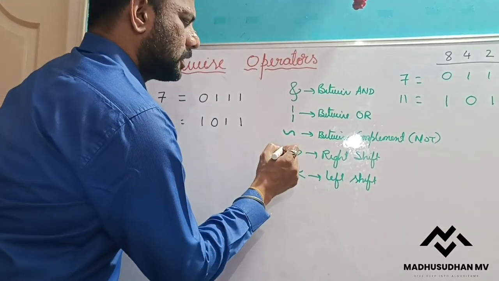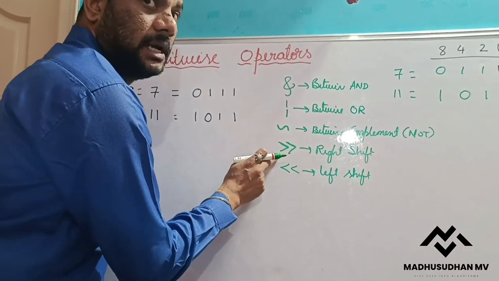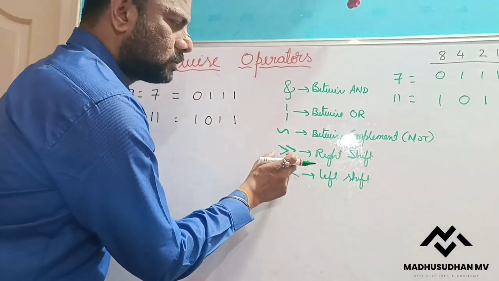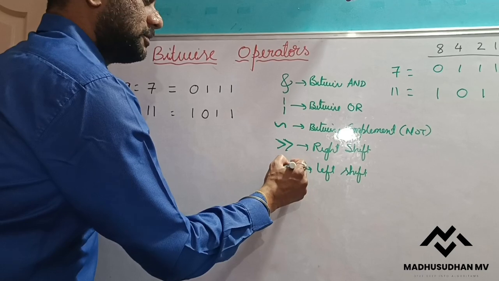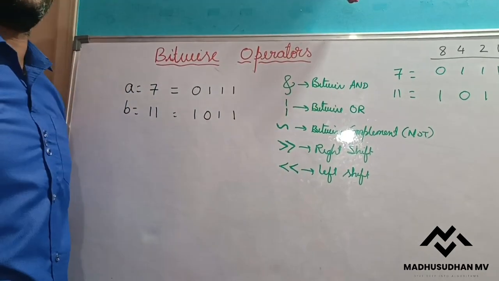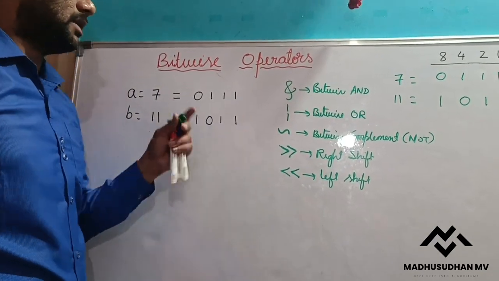See, just the directions. So direction is what? If you use single, it is greater. So double greater is what? Right shift. Similarly, direction is left side, so it is left shift. These are the bitwise operators that C supports. Now let us discuss them one by one.